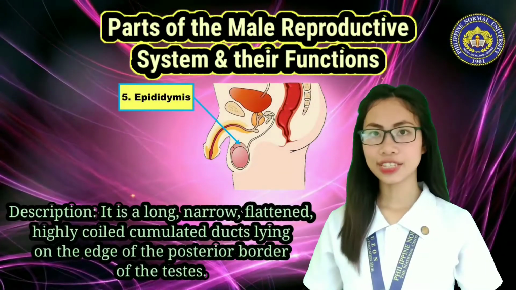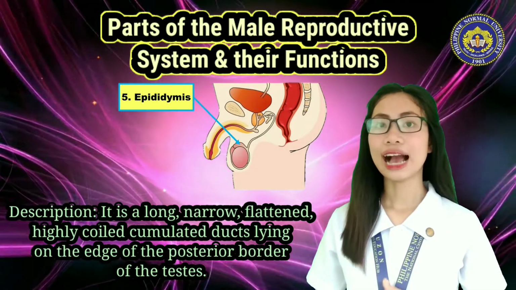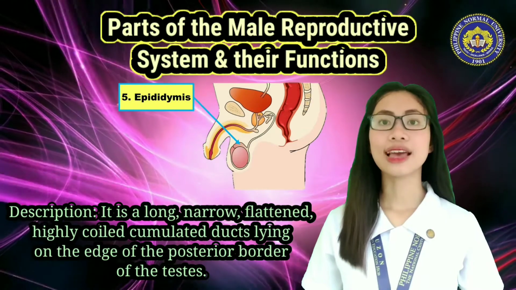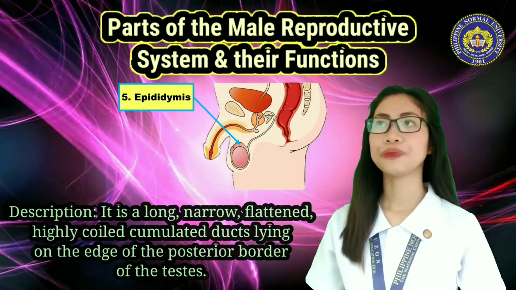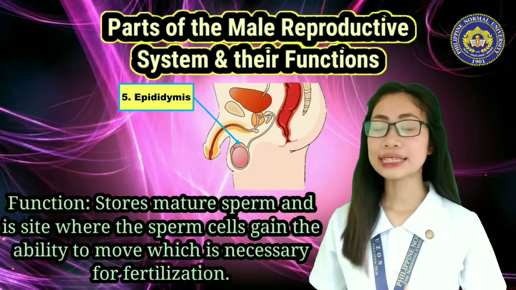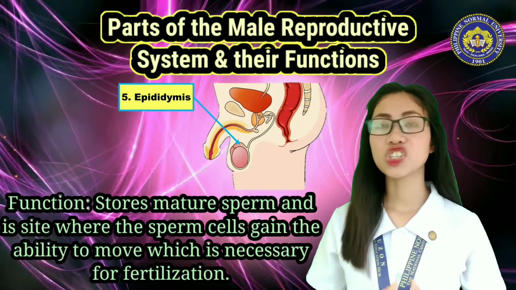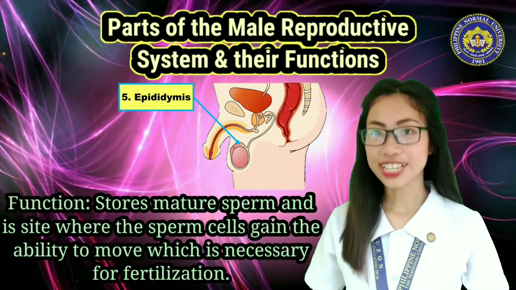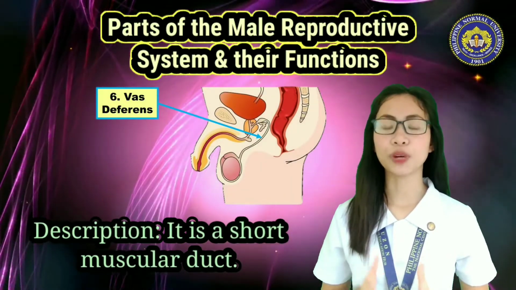Another organ is the epididymis. It is a long, narrow, flattened, highly coiled duct lying on the posterior border of the testes. Its function is to store mature sperm. It is the site where the sperm cells gain the ability to move, which is necessary for fertilization. Number 6 is the vas deferens or the sperm duct.